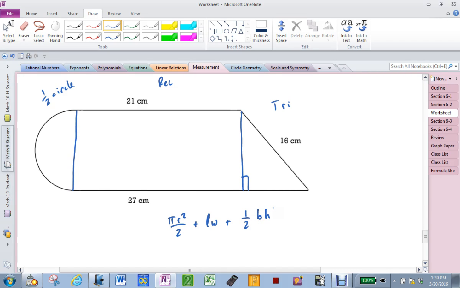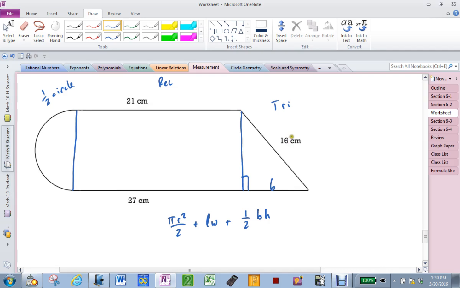Yeah? Okay. Do I know the R? Not yet. Because I don't know this side, do I? So I need this side because I don't have the R or the W or the height. Do I have the base? Yes. What is it? How do you know it's 6, James? Because 21 subtract 27 is 6. Well, no, 27 subtract 21 is 6. But I know what you're saying.